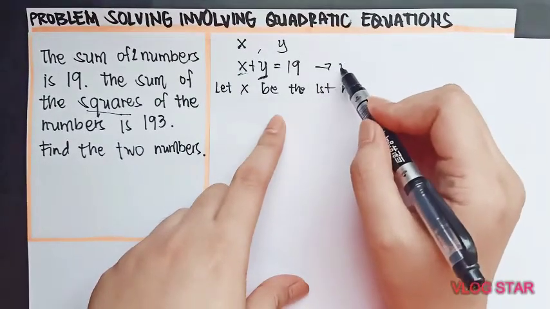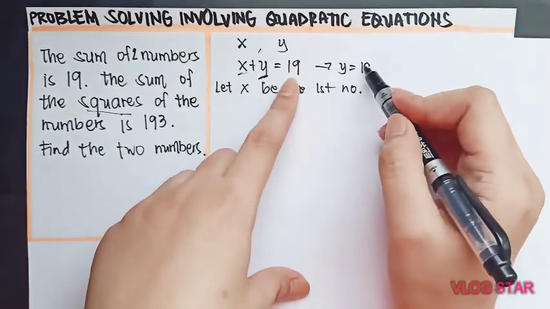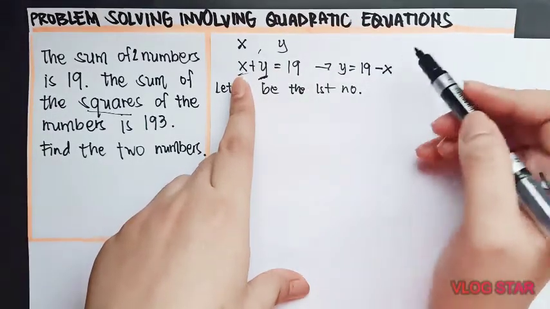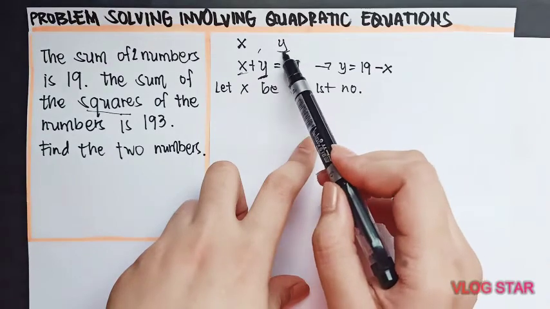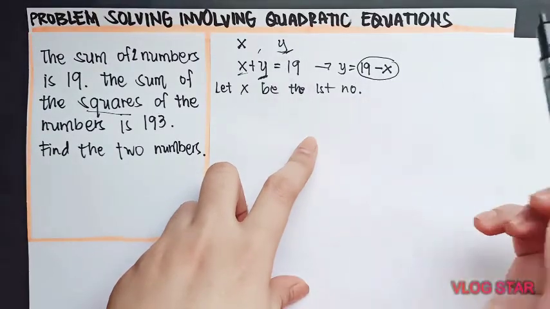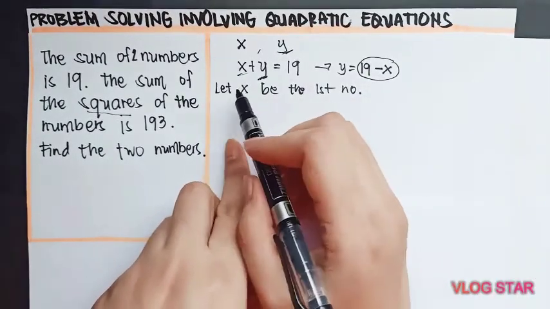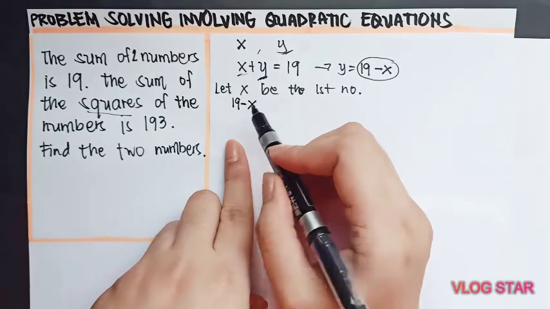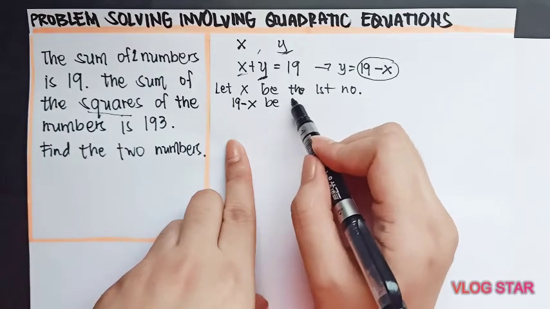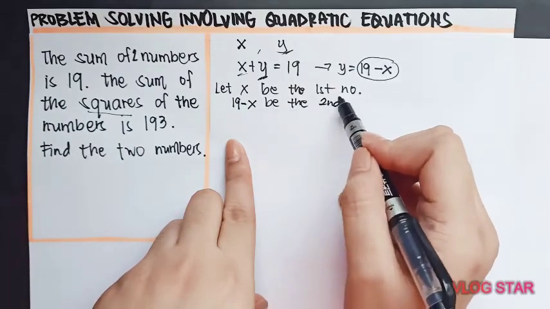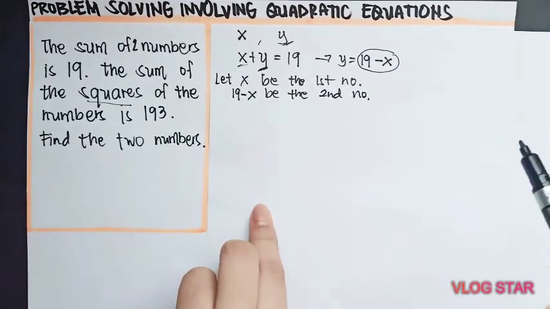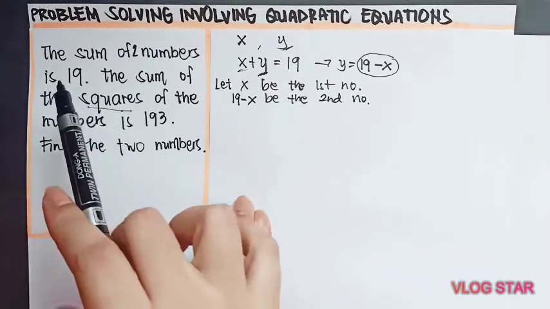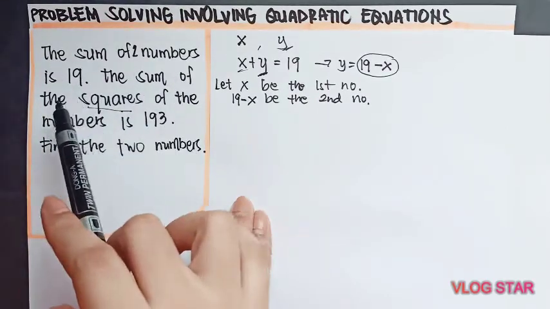So we're gonna have here y equals 19 and then move x to the other side of the equal sign. So that will become negative x. So therefore, y is equivalent to 19 minus x. So we will represent the second number with 19 minus x. So let 19 minus x be the second number. So we represented the first and the second number because of the first sentence of the problem.